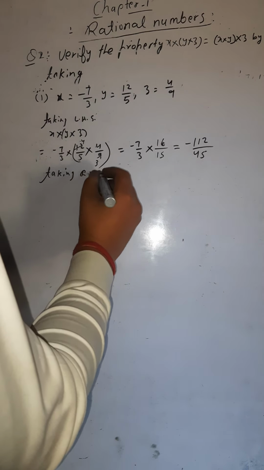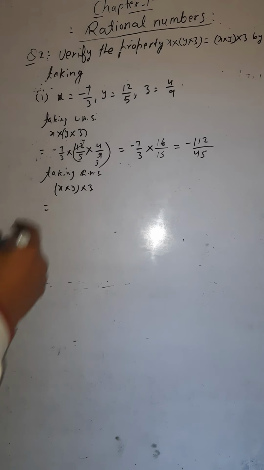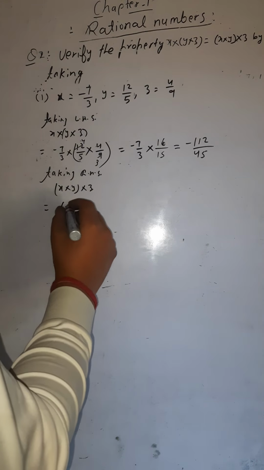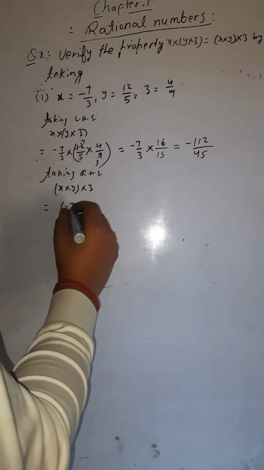Okay, now take RHS right here. Taking RHS. RHS is what? X multiply Y together, and then Z is outside there. So the value of X is how much? Minus 7 by 3, and the value of Y is 12 by 5. Multiply the value of Z, which is 4 by 9. Just find out the answer now. Here again you can cut 3 ones are 3 and 3 fours are 12. So here minus 7 fours are minus 28 divided by 5 ones are 5 multiply 4 by 9, which is outside there. Okay, so now again 28 fours are again it would come minus 112 by 9 fives are 45.